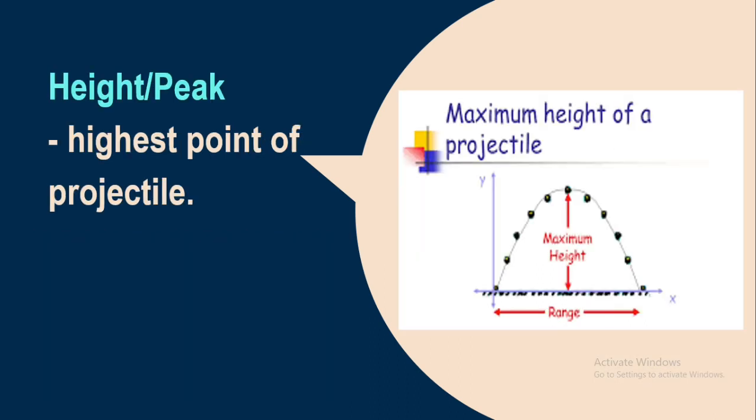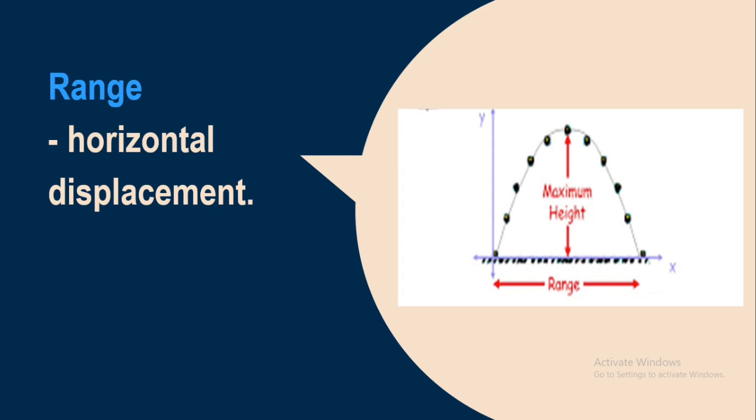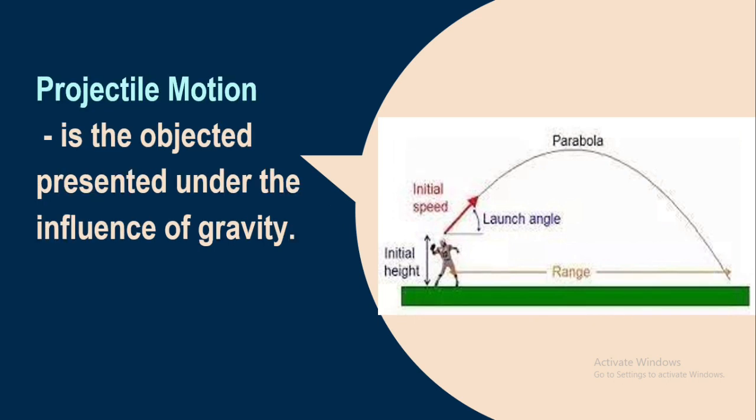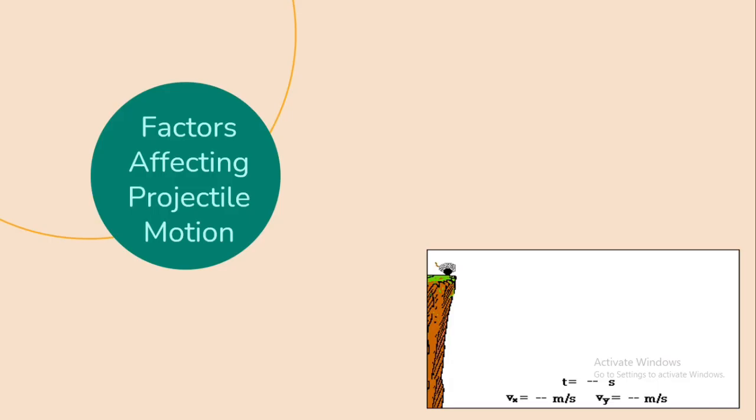What is the height or the peak? Height is the highest point of a projectile. Range is the horizontal displacement of a projectile. Parabola is the shape of the path of a projectile. And projectile motion is the motion of an object projected under the influence of gravity.